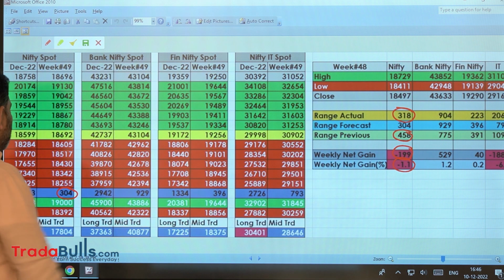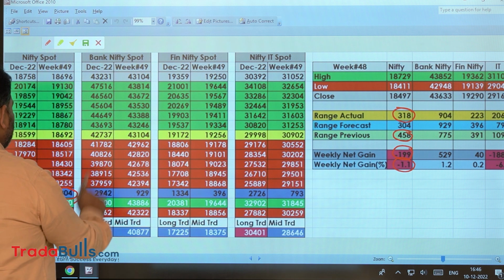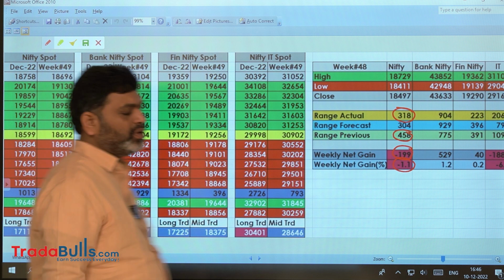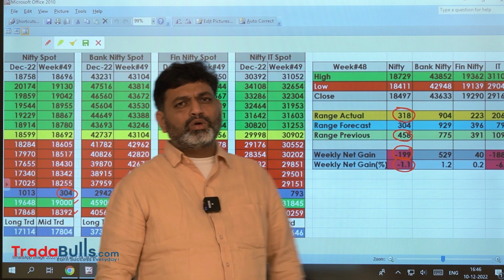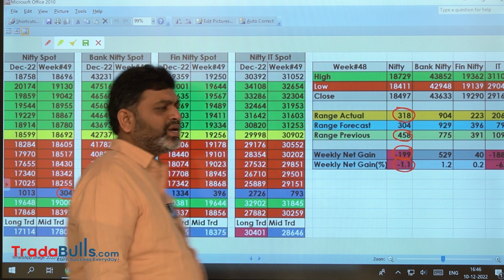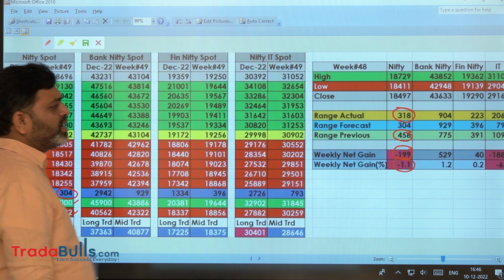We didn't reach any of the targets. Upside we anticipated the 19,000 mark, or downside 18,392. So it's closer to reaching the 18,400 level. So almost all the downside target was reached in terms of weekly analysis.